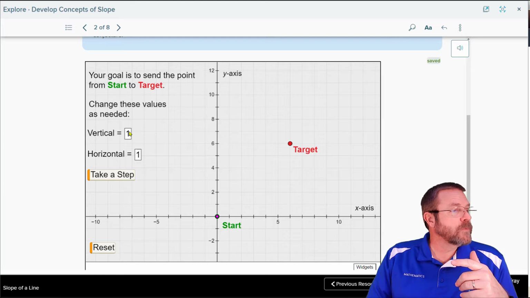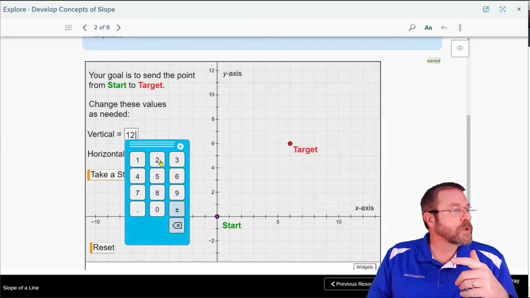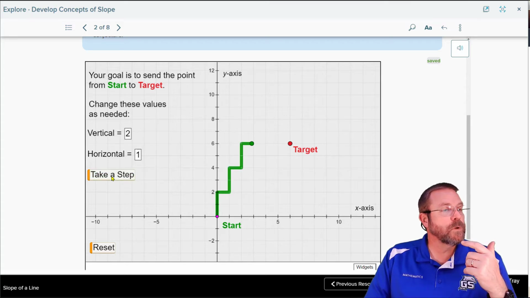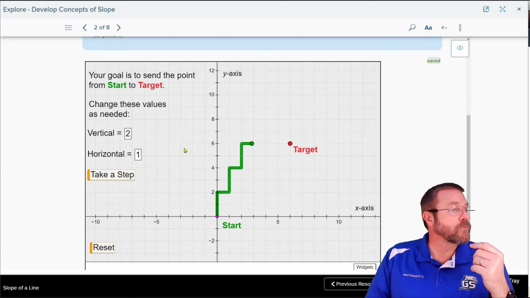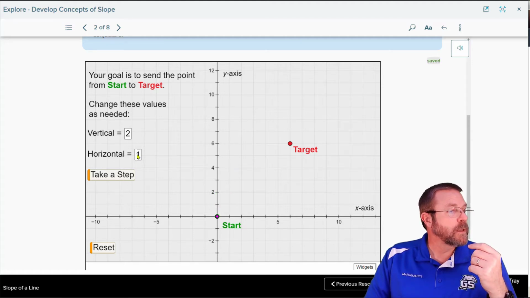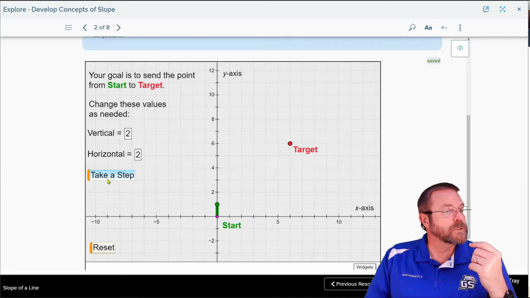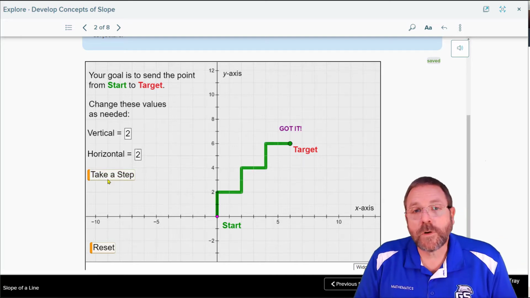Now, let's reset this, and let's go for a vertical change of 2. And let's see what happens. Now we're going to rise 2 and run 1, rise 2 and run 1, rise 2 and run 1. Well, we're missing our target, that's for sure, so let me do something different. Let me reset this again, and we're going to change this to a vertical change of 2 as well. And now what's going to happen? Rise 2, run 2, rise 2, run 2, rise 2, run 2. We get to our target again.